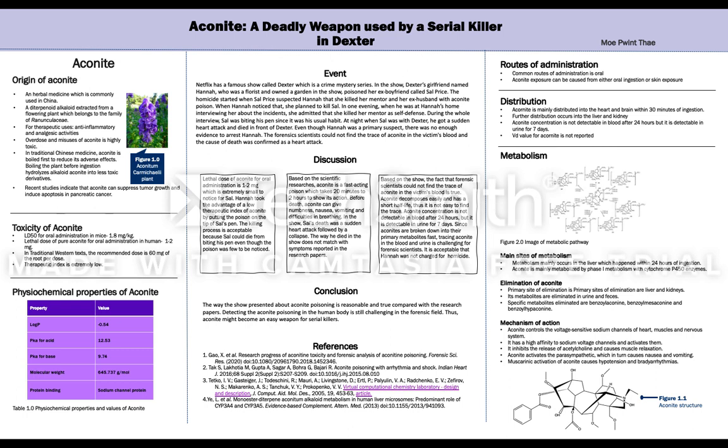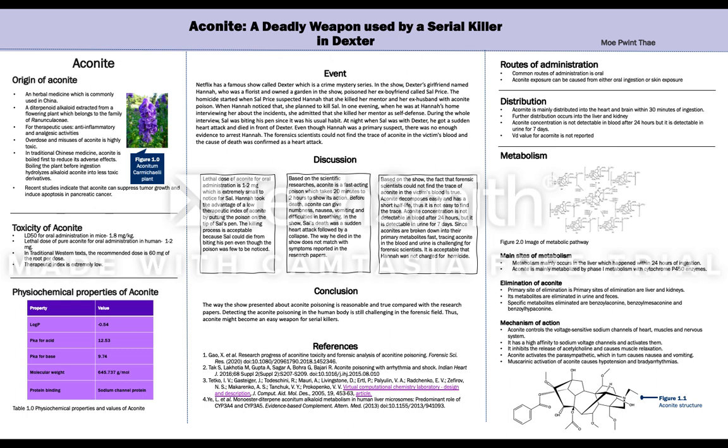Route of administration. The most common route of administration is oral, but exposure can be through the skin too. So aconite exposure can be either oral ingestion or skin exposure. And distribution. Aconite is distributed into the heart and brain within 30 minutes of ingestion.